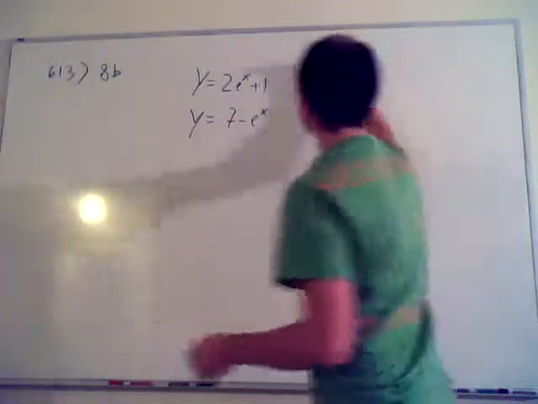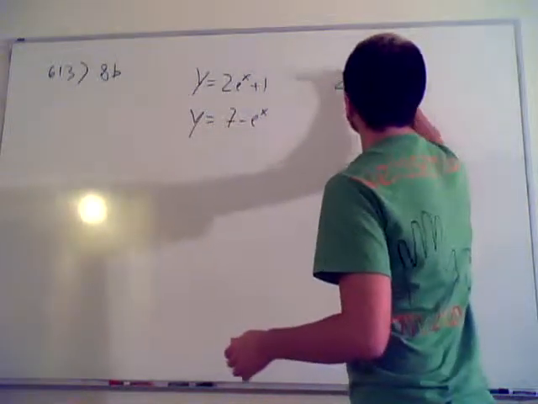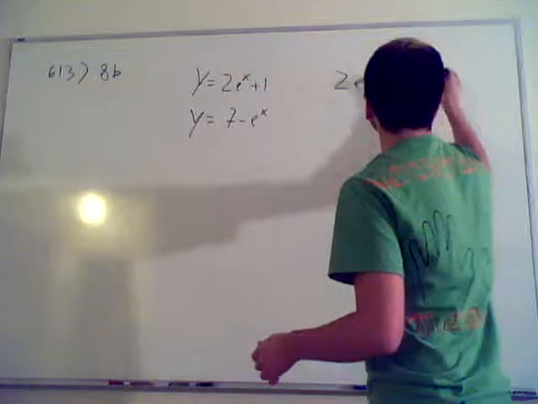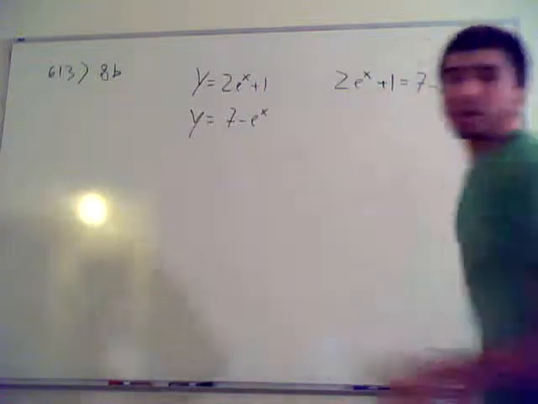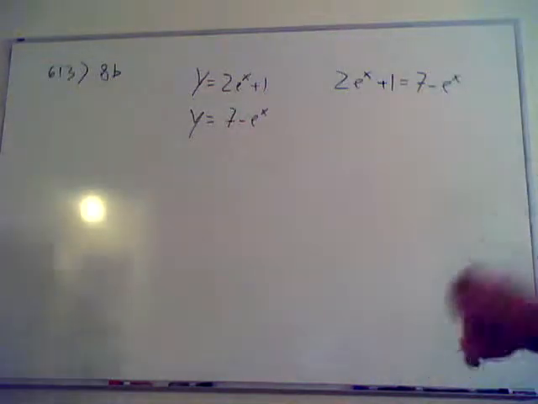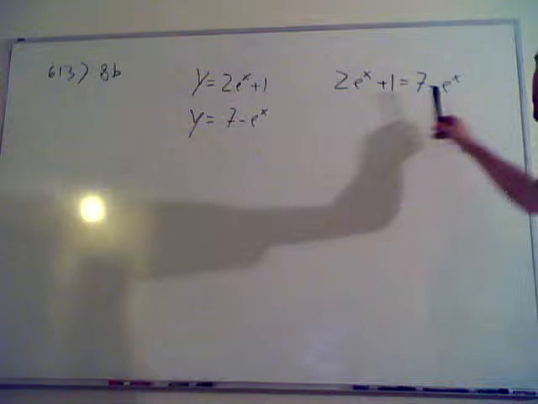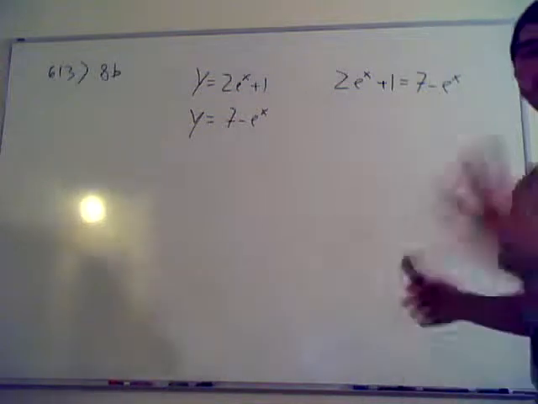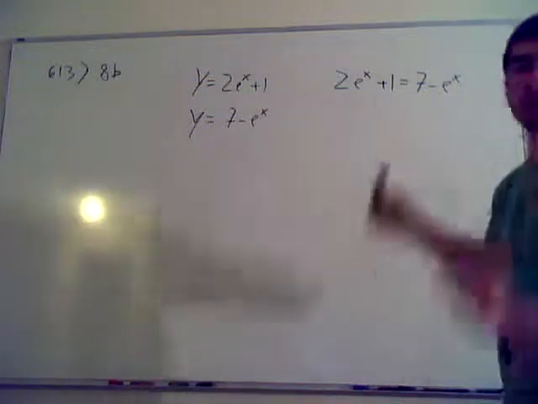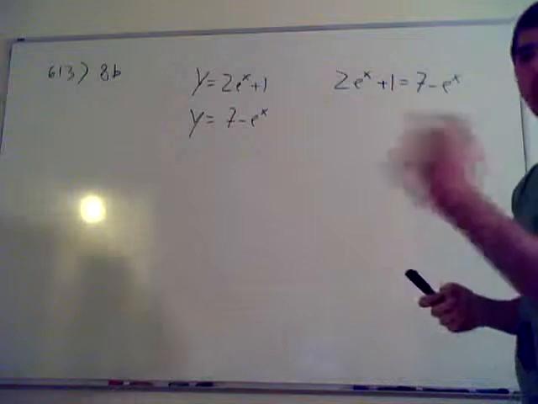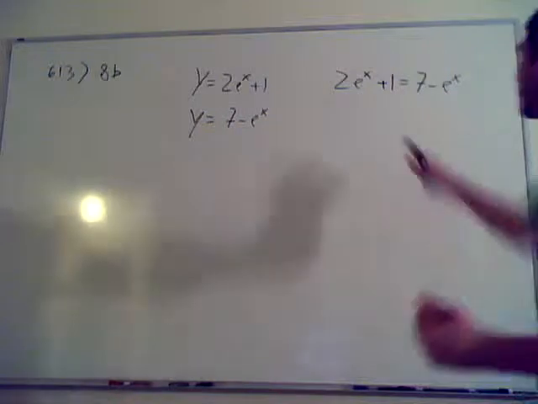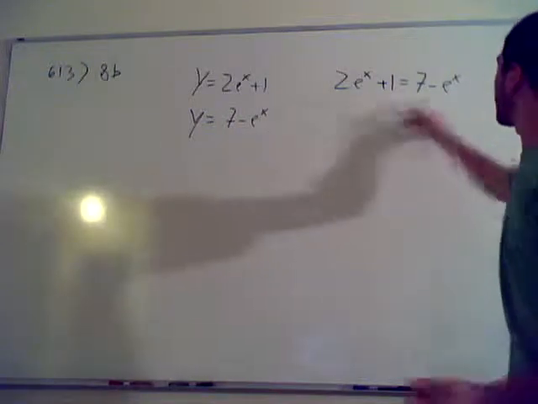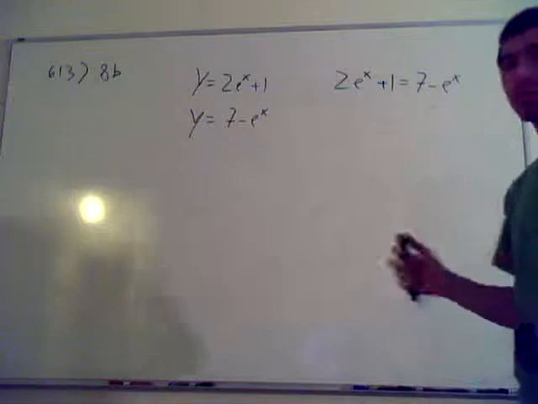Alright, so you set those equal. So you've got 2e to the x plus 1 equals 7 minus e to the x, right? Okay, so first thing is you have 2e to the x and you've got negative e to the x. That's like saying 2x and negative x. They go together. Why? Because e to the x is like one term, one thing. You've got this multiplied by 2, and here it's multiplied by negative 1, so they go together.